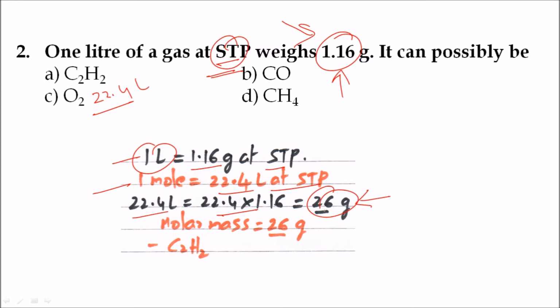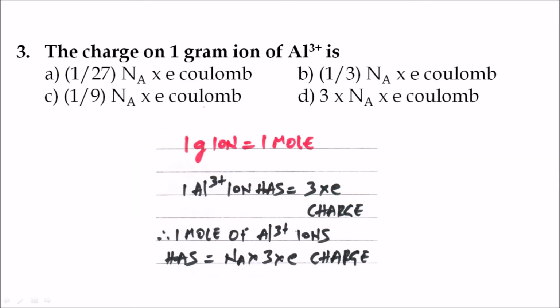We can call this the molar mass, because we got it for 1 mole. So the molar mass is 26 gram, and you can see the options given there and select the one having molar mass equal to 26. The right answer for this question is option A, C2H2, ethyne, or you can call it acetylene. Let's go to the next one now, the third question.